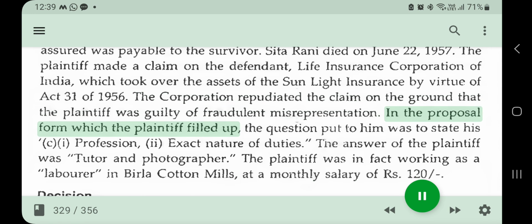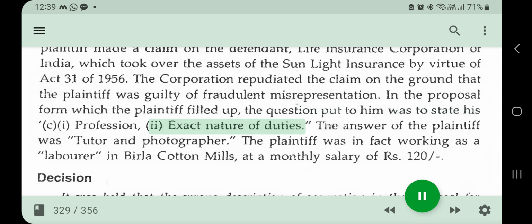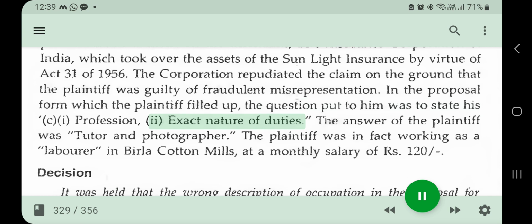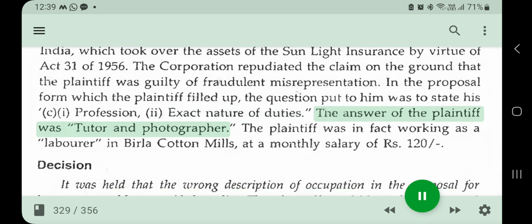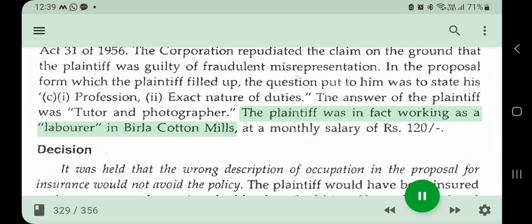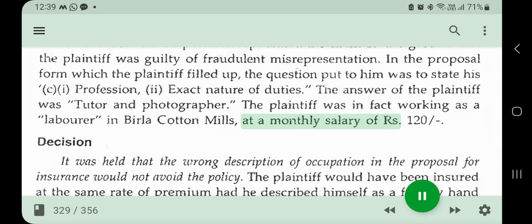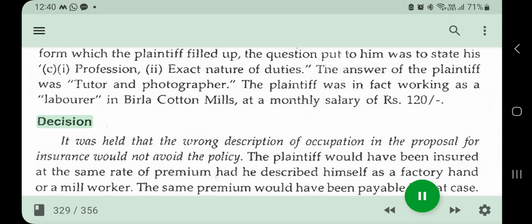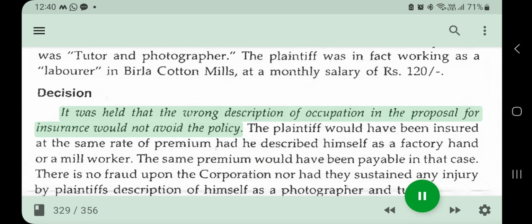In the proposal form which the plaintiff filled up, the question put to him was to state his (c) profession, (e) exact nature of duties. The answer of the plaintiff was tutor and photographer. The plaintiff was in fact working as a laborer in Birla Cotton Mills at a monthly salary of Rs. 120.